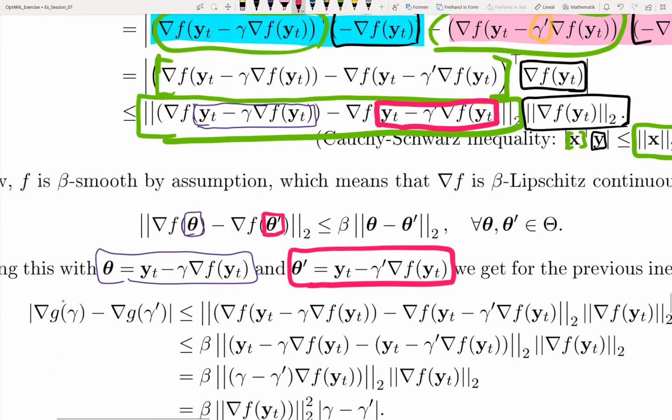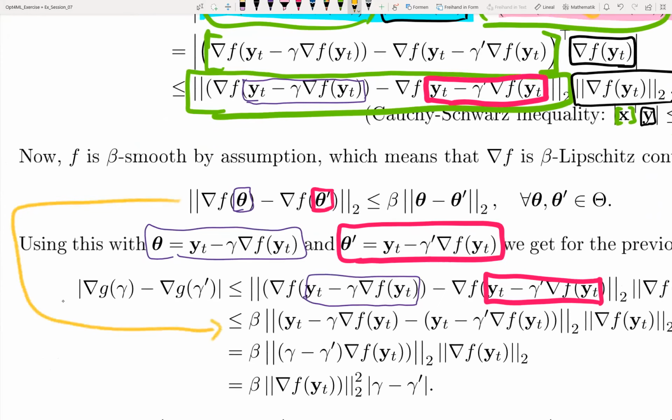We can use this here, exactly here at this position, this point, and we get the Euclidean distance between the gradient of f evaluated at exactly these points, the yellow, the violet and this rose point. This is the violet point. This is the rose point. And we have to multiply it with the beta, this Euclidean distance between the two.